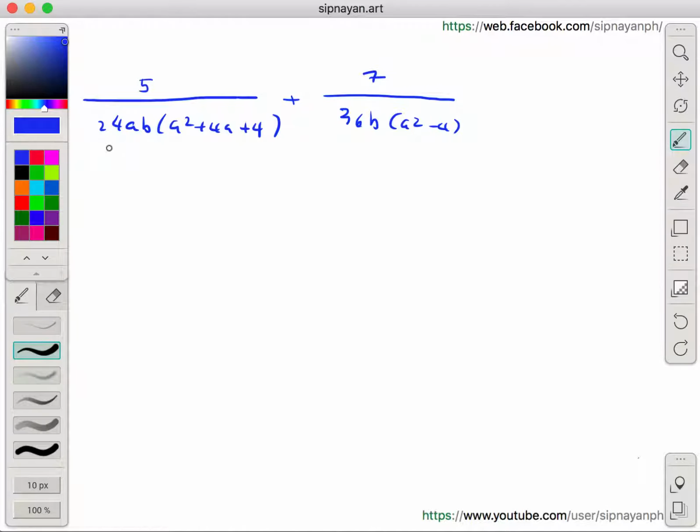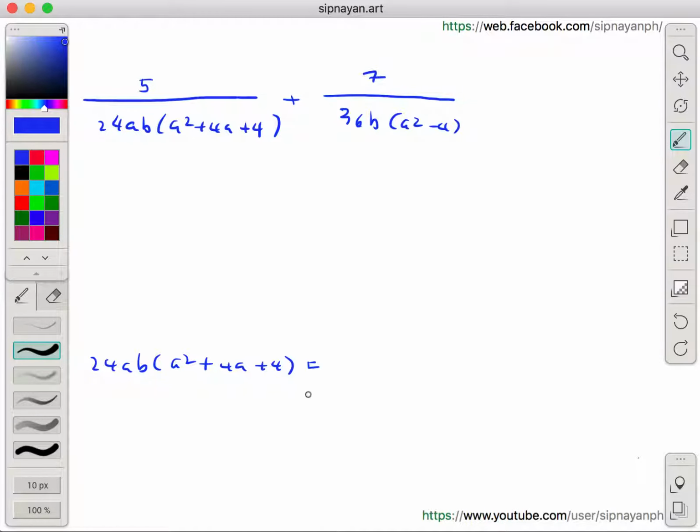So, the LCM, ang ginagawa natin is i-factor natin yung mga expressions sa denominator, yung mga pwedeng i-factor, yung trinomial, for example, katulad nito, yung binomials, at yung mga numbers. Yun ang fina-factor natin. However, yung mga monomials, hindi na natin siya fina-factor. So, ang 24AB times a squared plus 4a plus 4, factor natin siya.